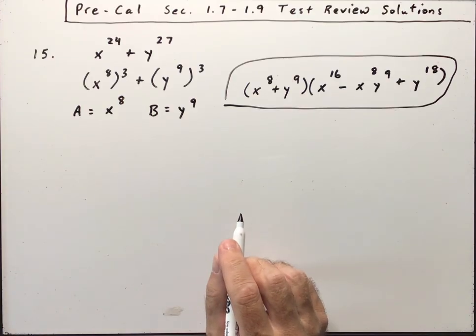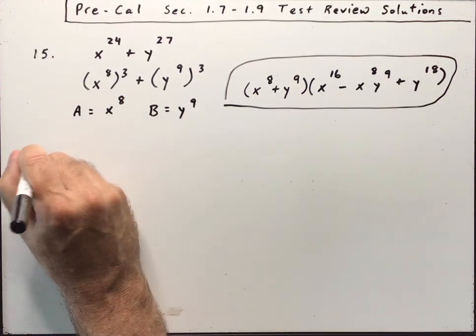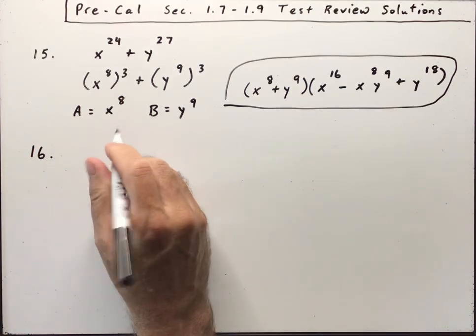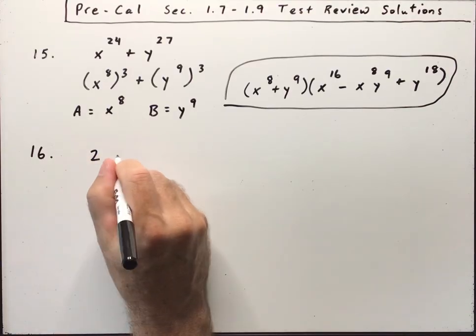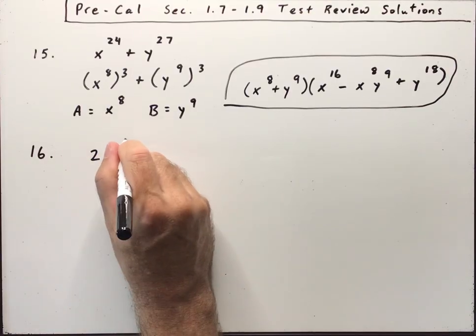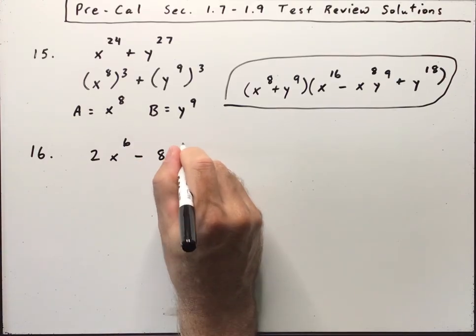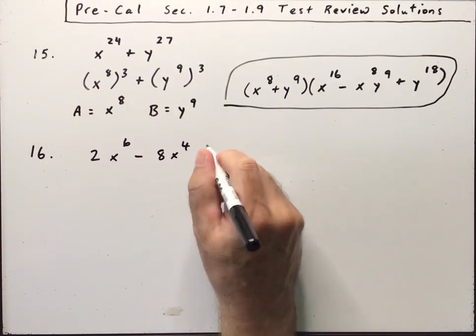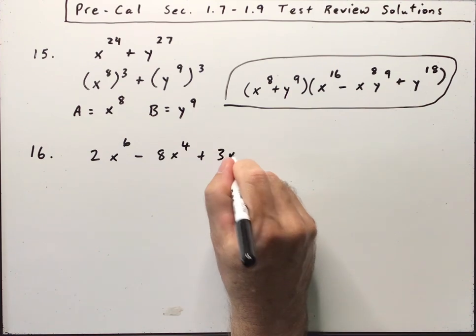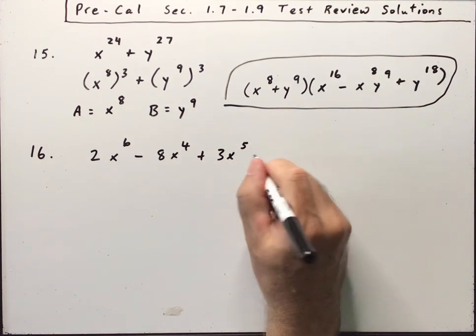And then finally, number 16, this is where we're combining all the computational techniques. You should definitely expect to have to do one of these. 2x to the 6th minus 8x to the 4th plus 3x to the 5th minus 12x cubed.